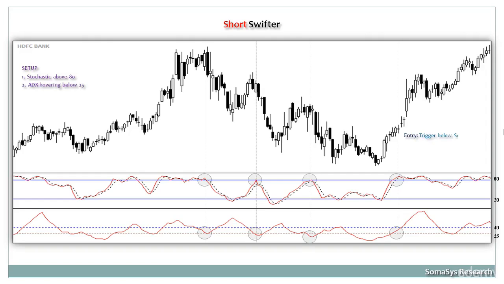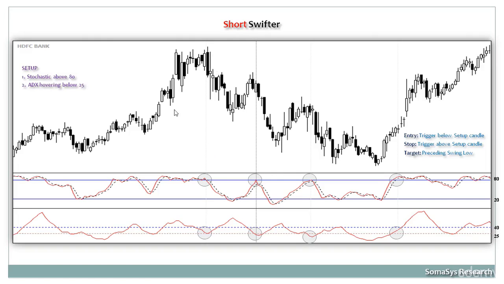Entry is going to be below setup candle, stop is going to be above that very candle, and target will be preceding swing low. Now let's study this first setup on this chart. Okay, so we have stochastic overbought and ADX below 25, and that's good, but we will still not be taking this trade, as that would mean going against the trend.